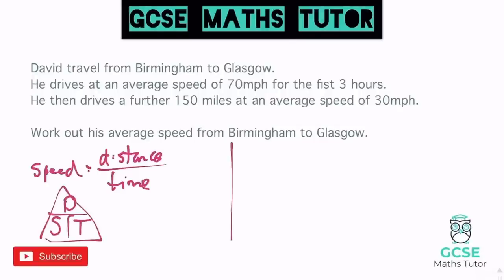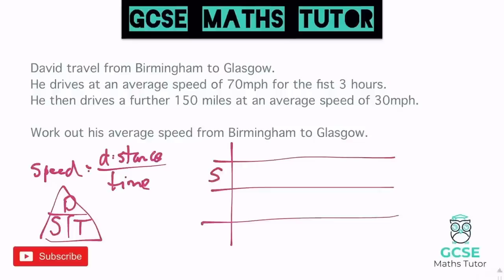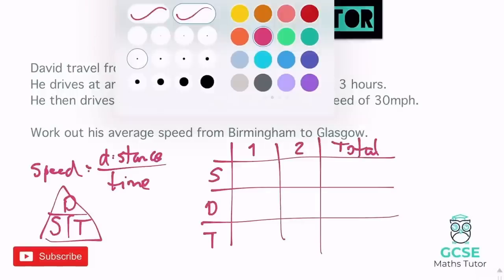So let's see if we can tidy up what we've got here in a little two-way table. And again, for each one, we're going to need a speed, a distance, and a time. Now we've got the first part of the journey, the second part of the journey, and we've got the total journey. So let's split this all up and write in what we've got so far.